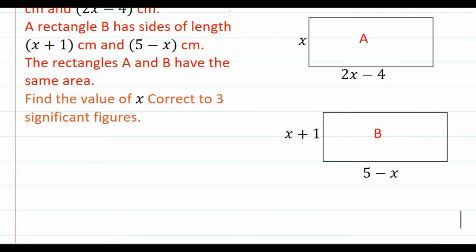Now the area for the first rectangle will be x times 2x minus 4, and this will be equal to the area of the second rectangle, which is x plus 1 times 5 minus x. Now you have got this equation, and if you will solve this equation you will get the value of x.